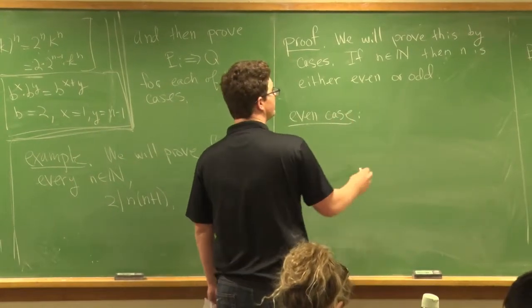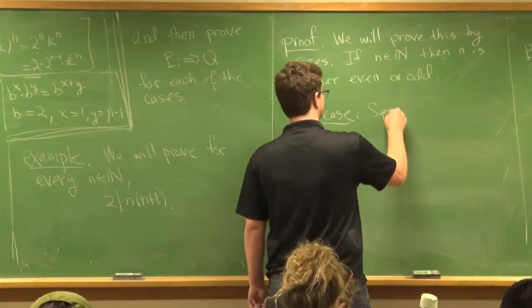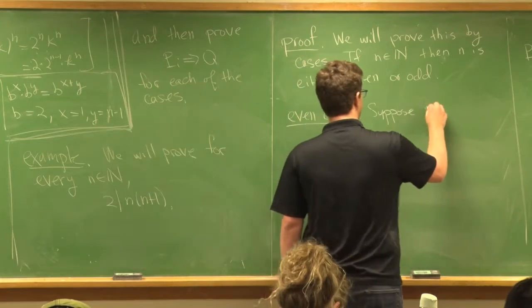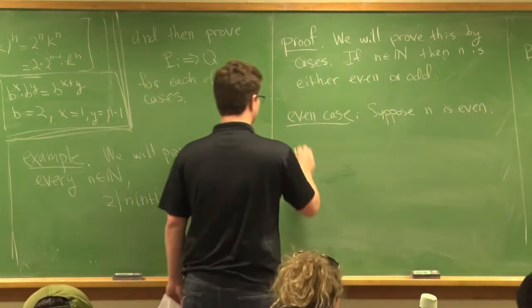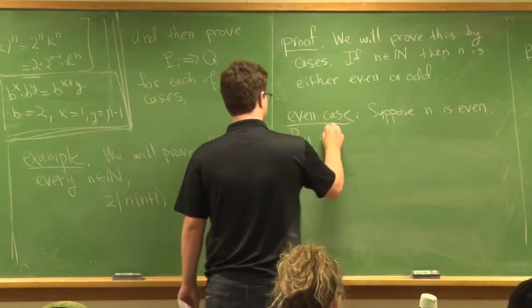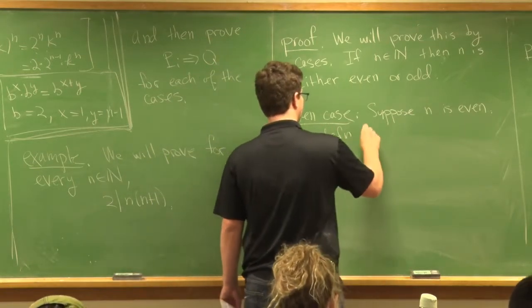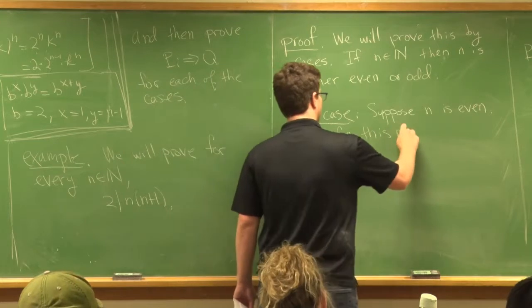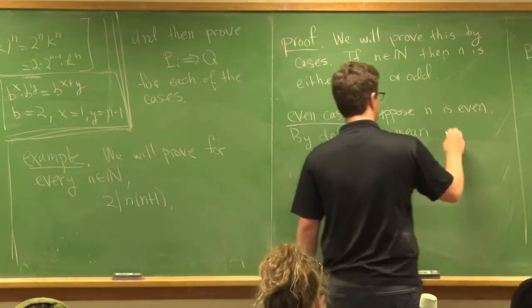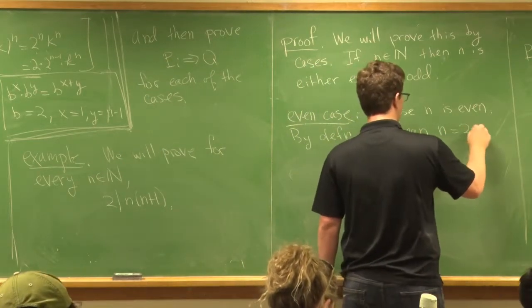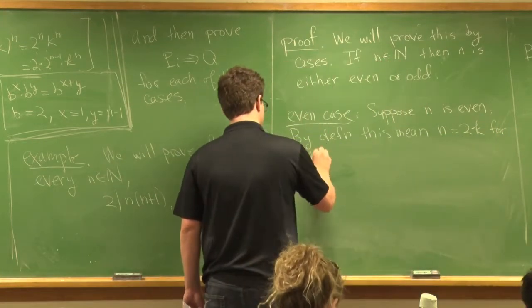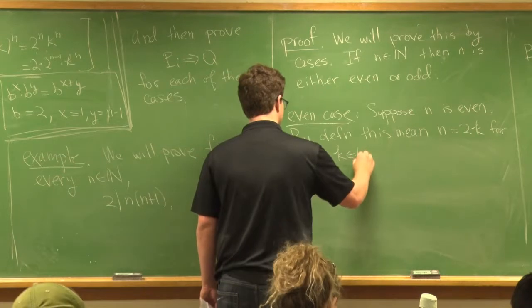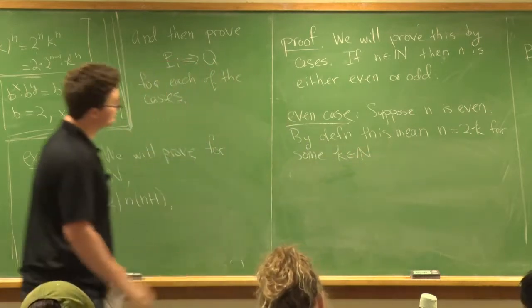So in the even case, we suppose n is even. By definition, this means that n is equal to 2 times k for some k in the natural numbers. All right?